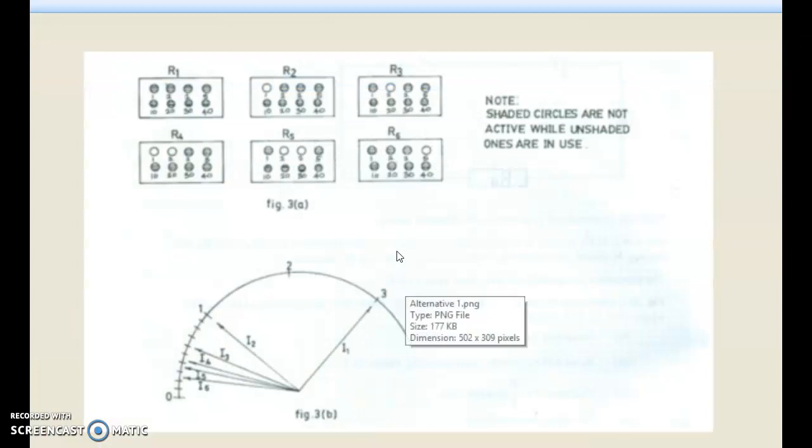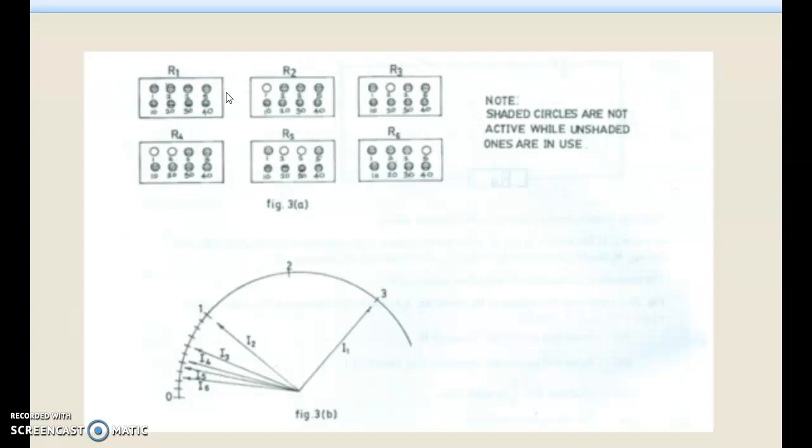This one is on electricity. So I'm going to start with this resistor box, and you can see from the note that is written here, they said shaded circles are not active, while unshaded ones are in use. So it's my responsibility to find which one is unshaded and what it represents. For those of you that are familiar with using the resistance box, on top of your table it will be R in brackets ohms, because resistance is measured in ohms.